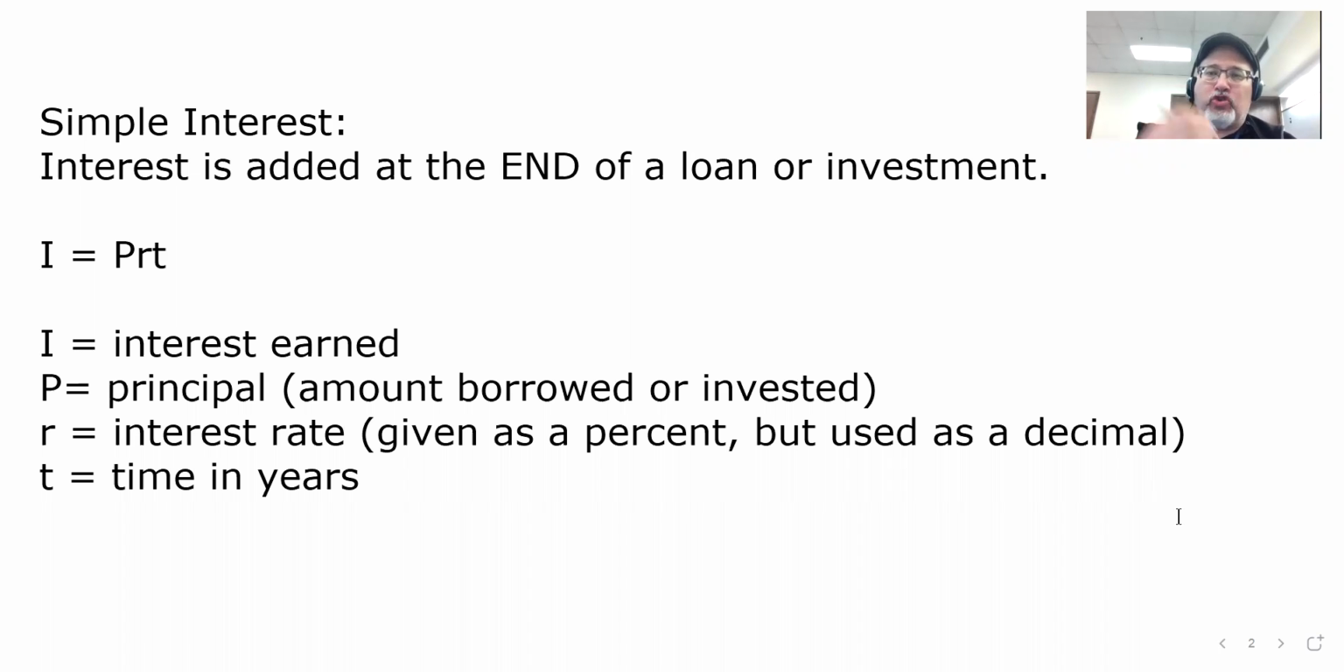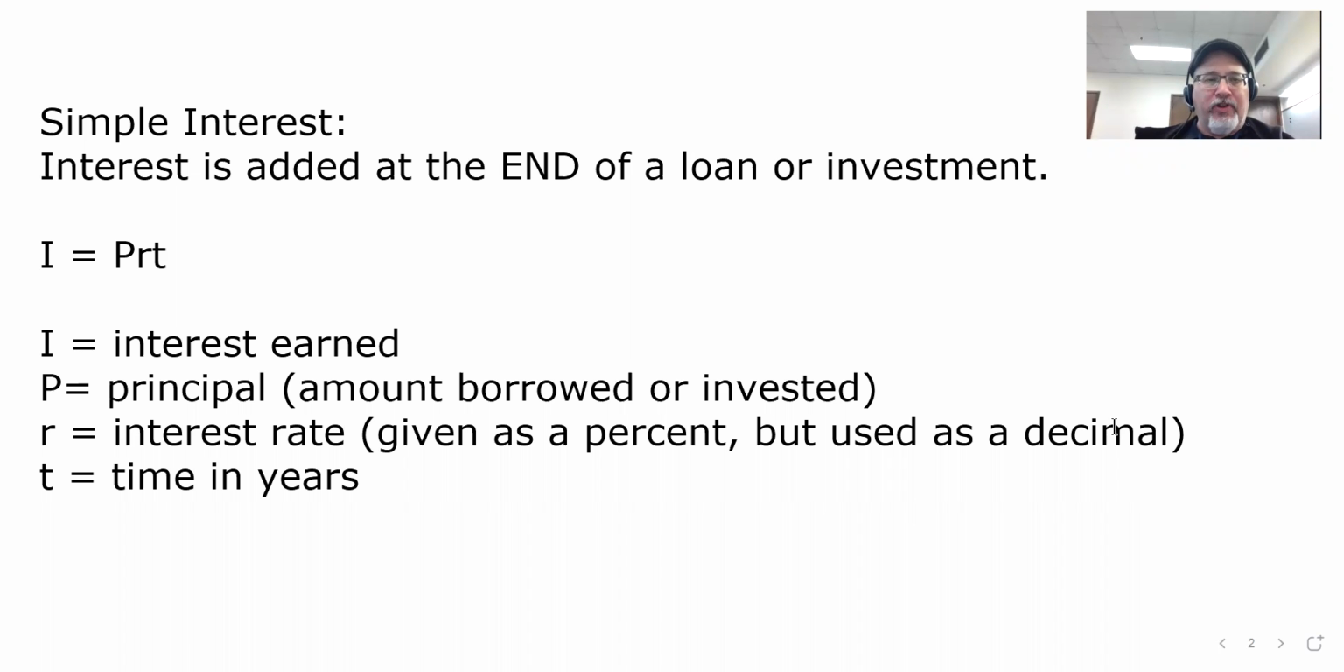And there are three types of interest we're going to look at. You may be familiar with these. The first is called simple interest. Simple interest is when interest is added at the end of a loan or investment. So you borrow money, we part ways, and when we come back and say, all right, let's calculate how much interest you owe, pay me back what you borrowed plus the interest.